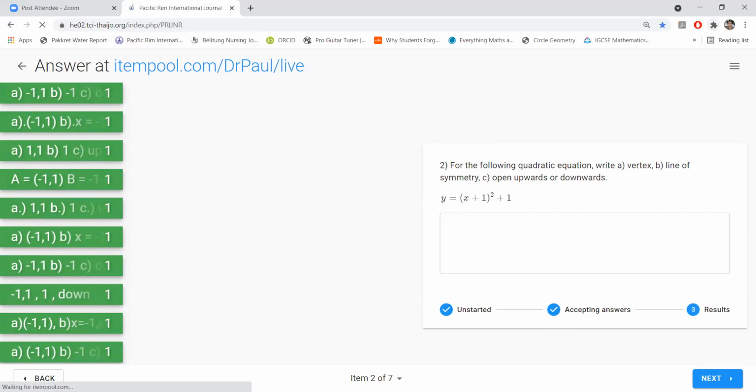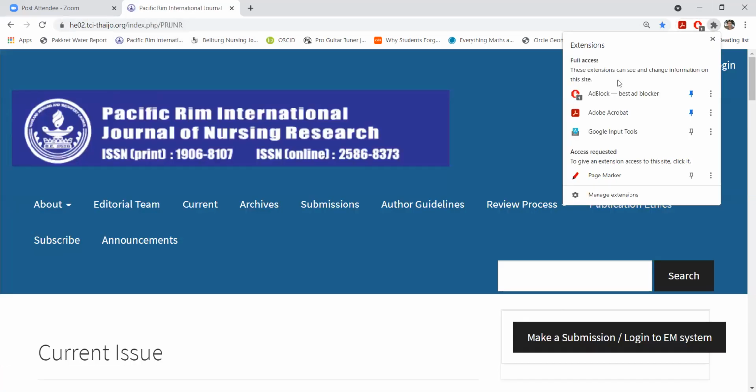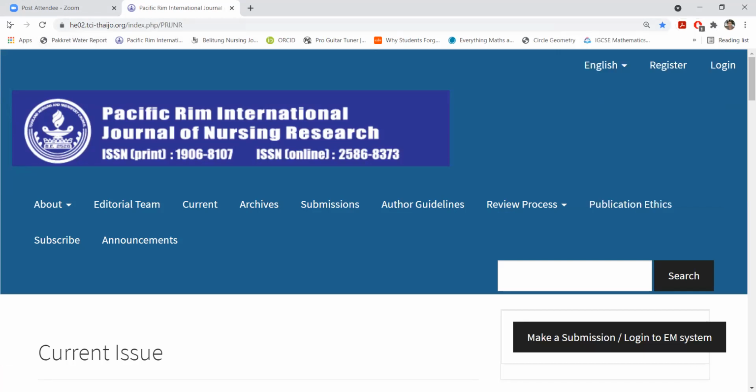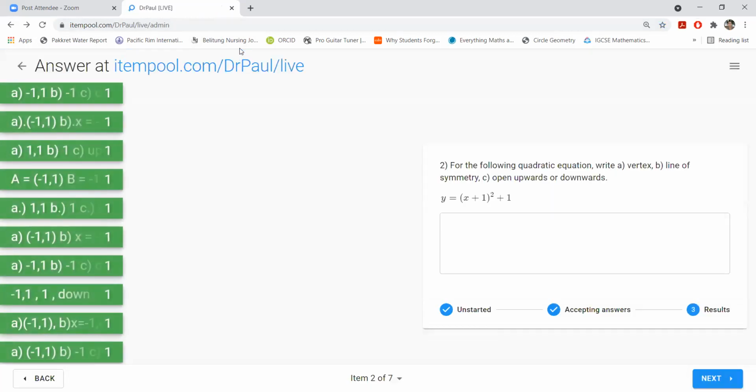So let's have a quick draw. Wait. What am I doing? Don't want to go there. Where'd my item pool go? Wait. Sorry, I clicked the wrong button.